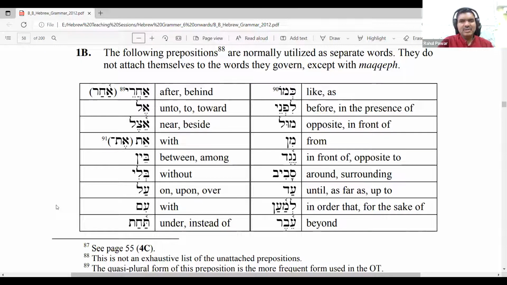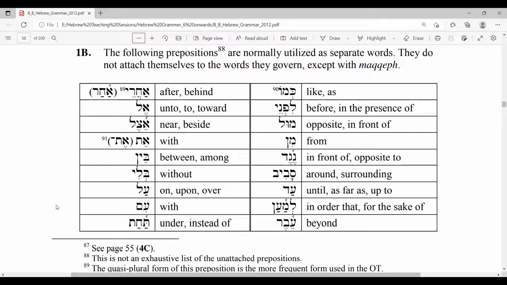Now there is one more word, al. It starts with aleph. That al means what? Al tira, do not fear. Do not do that. Not. It is a temporary negation. Al means temporary negation.